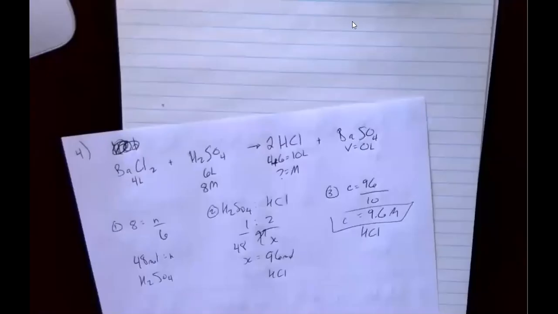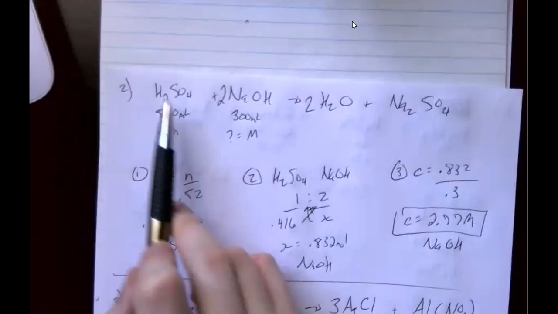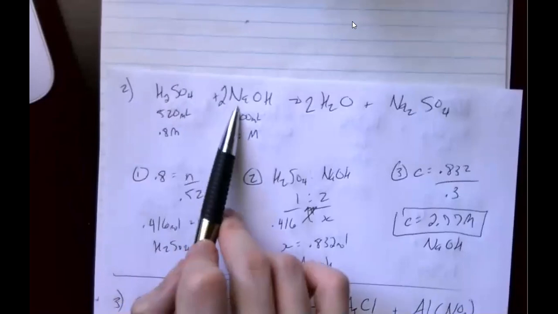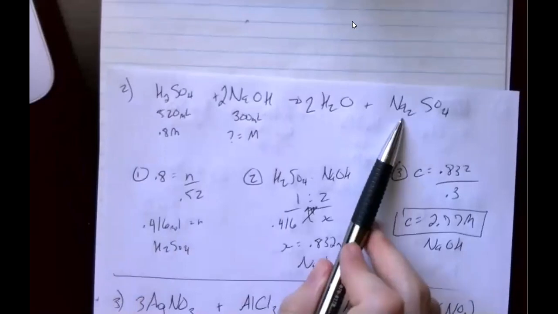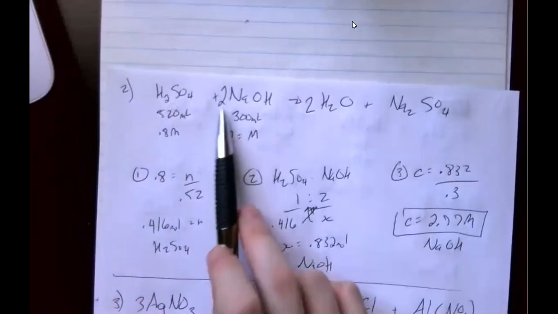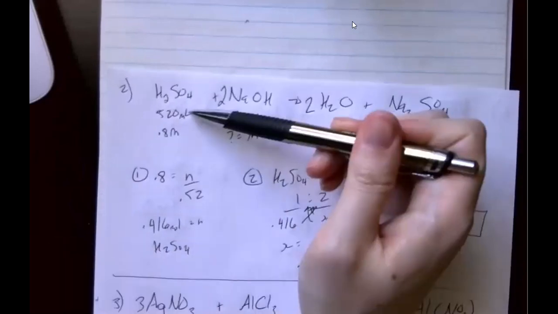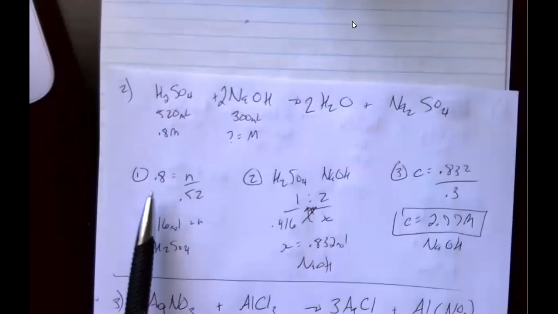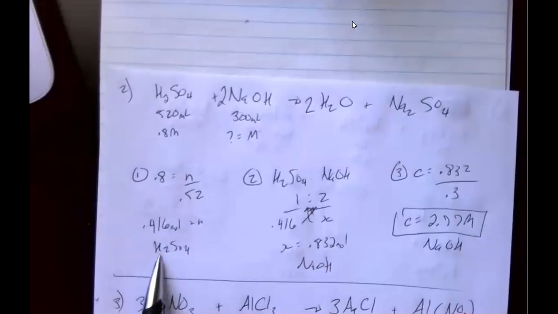Okay, so for question number 2, you were told that it was a neutralization reaction between hydrogen sulfate, also called sulfuric acid, and sodium hydroxide, which will of course make water and sodium sulfate. And then we balance it with a 2 in front of our base and a 2 in front of our water. Then, because we were given both the concentration and volume of our acid, we will start with C equals N over V and plug in our concentration and our volume in liters and solve for N. So we get 0.416 moles of our acid.